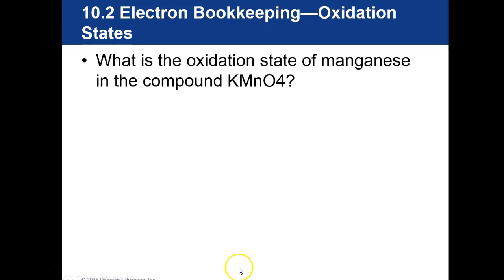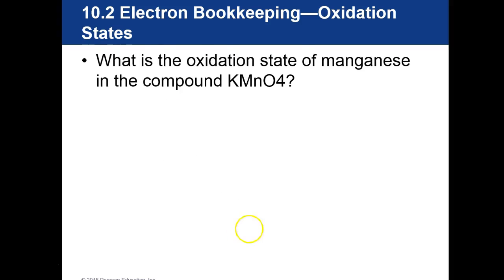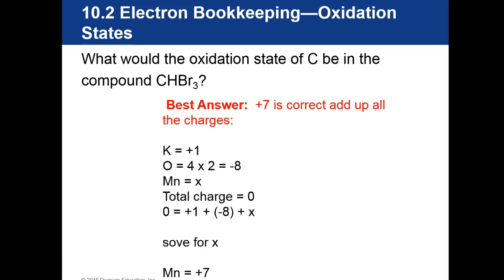So what is the oxidation state of manganese in the compound KMnO4? The oxidation state, going back, we would need to look at each element and their oxidation state. I encourage you to work on this and find the answer in a future course announcement. What would the oxidation state of carbon be in the compound CHBr3?